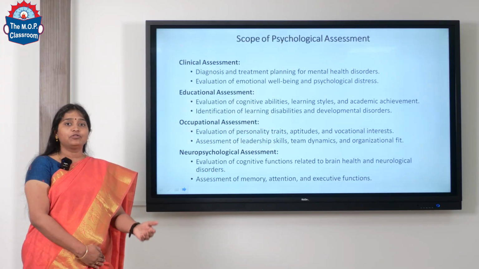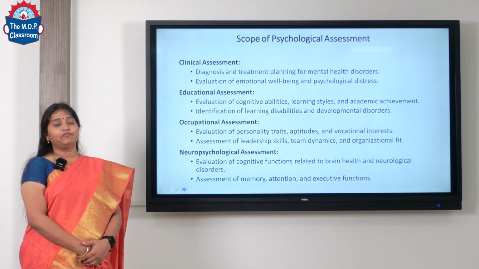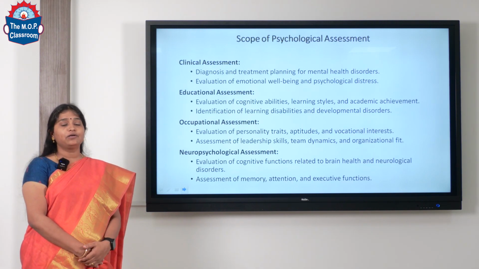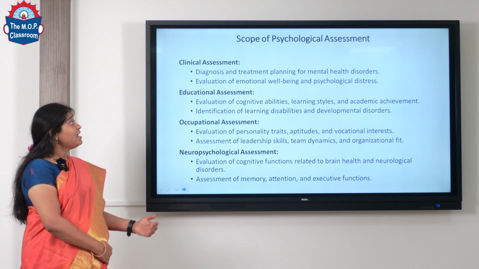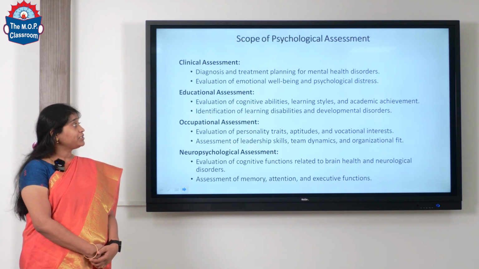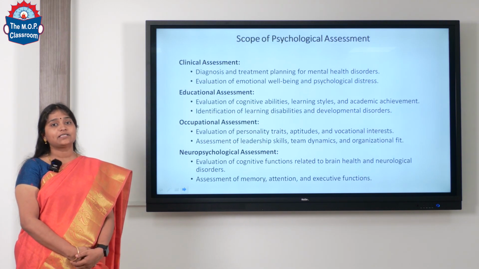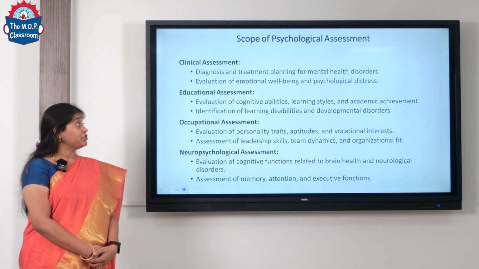So what do we do for normal people who may be at risk of developing disorders, or it could be a normal population such as in organizational settings, educational settings? We can do psychological assessment to evaluate their emotional well-being and also understand their psychological distress. Thereby it can help in developing preventive measures.